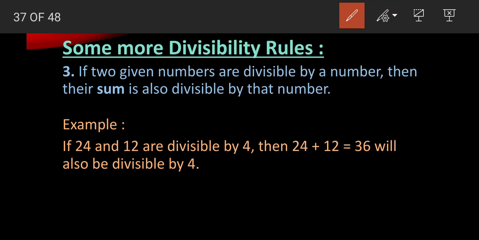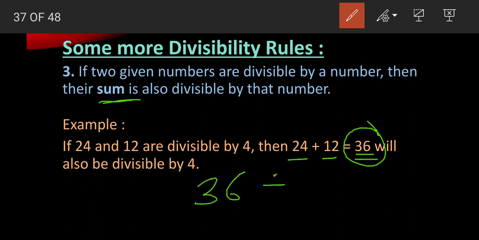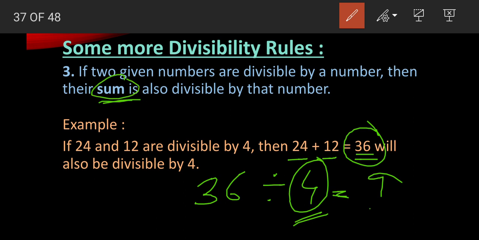So we can say that these two numbers are divisible by another number, that is 4. Now what to do? We have to check their sum, that is 24 plus 12, we are getting 36. We have to check whether this 36 is divisible by 4 or not. 36 divided by 4, we are getting 4 nines are 36, 9. So we can say that the sum is also divisible by that number. If two numbers are divisible by a number, then their sum is also divisible by that number.